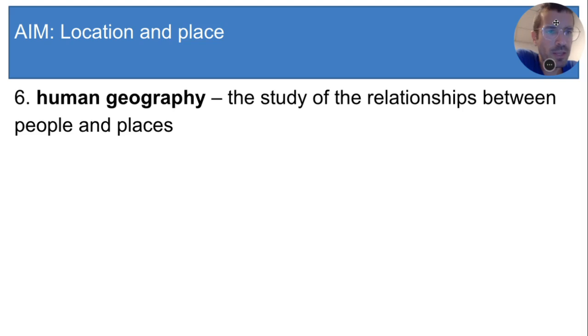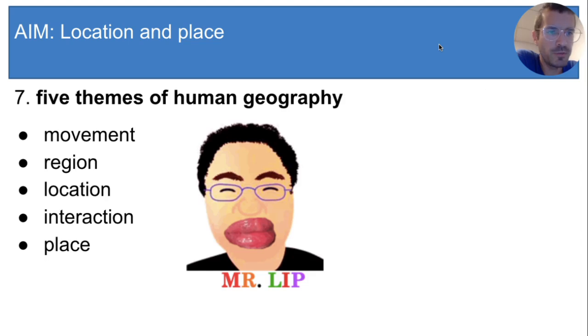Some of the issues that we'll look at from a spatial perspective in this class include wealth and poverty, migration, culture, industry, agriculture, and cities. And we will be organizing our topics into 5 broad themes, the 5 themes of human geography. And the 5 themes are movement, region, location, interaction between humans and the environment, and place.